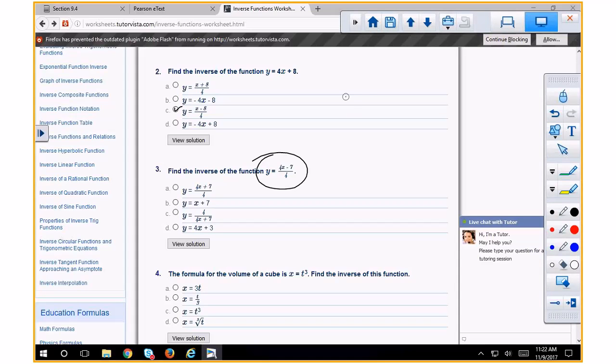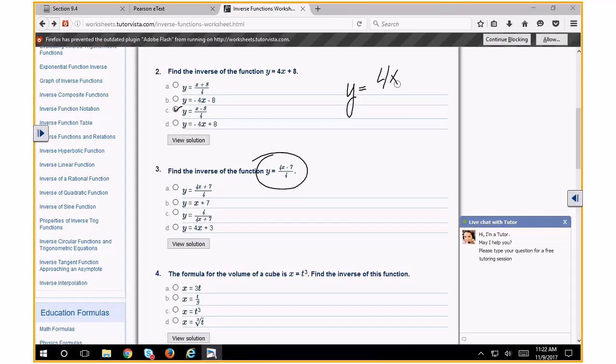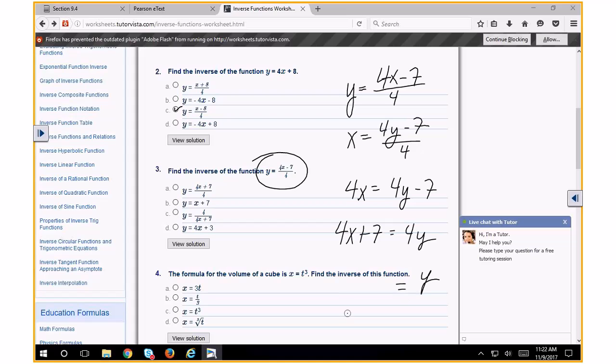Y is equal to 4x minus 7 over 4. X is equal to 4y minus 7 over 4. 4x is equal to 4y minus 7. 4x plus 7 is equal to 4y. And y is equal to 4x plus 7 over 4. Okay, so that's a little bit of review.